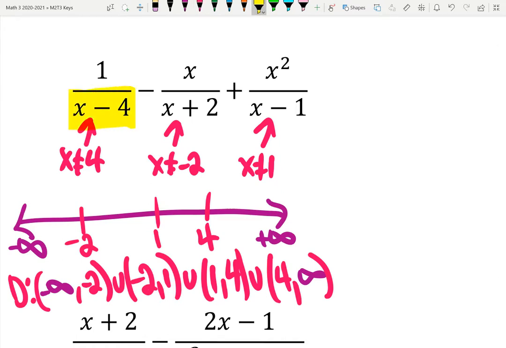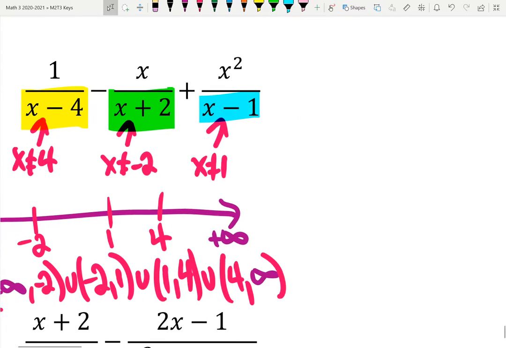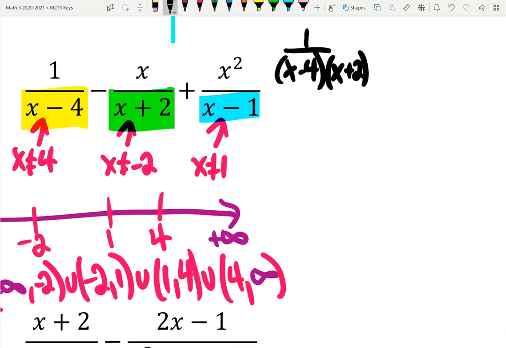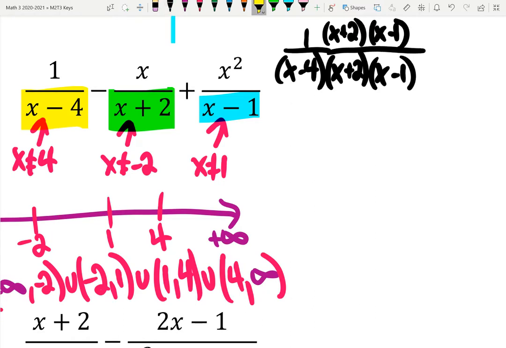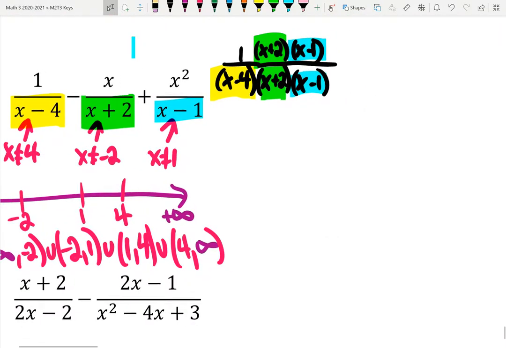Now, I'm going to go ahead and get down to the nitty-gritty and try to find a common denominator. Essentially, what I'm going to do is a more complicated version of what we've been doing. I'm going to take 1 over x minus 4, and I'm going to multiply by what it's missing. It's missing x plus 2 and x minus 1. The parts that it's missing, I need to multiply the numerator by as well in order to make it a lawful change. My next one, I'm going to go ahead and do the same thing, minus x.